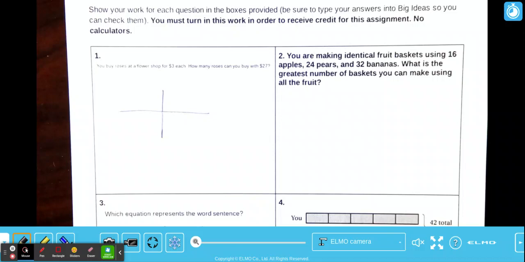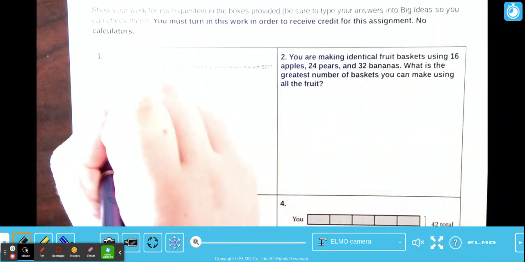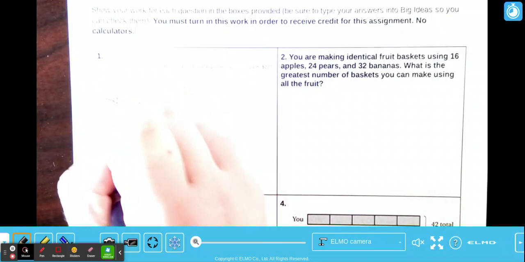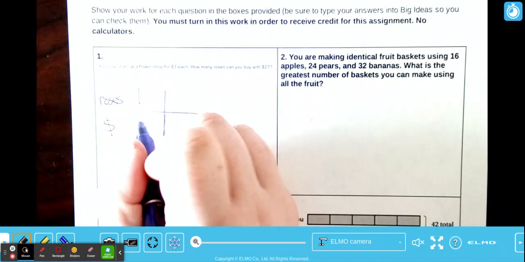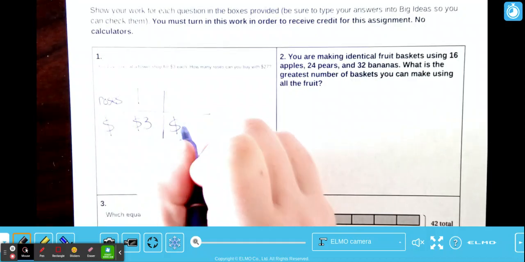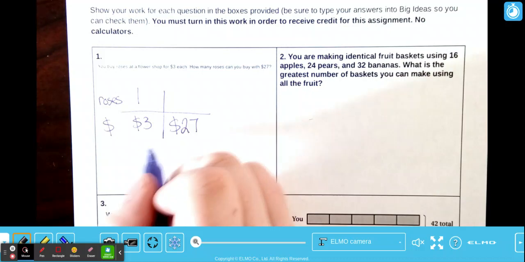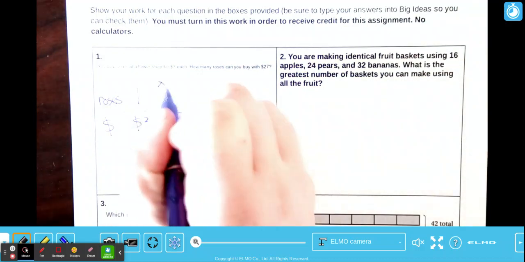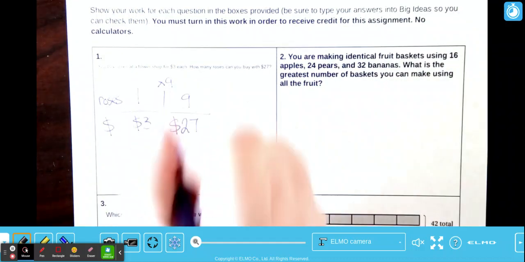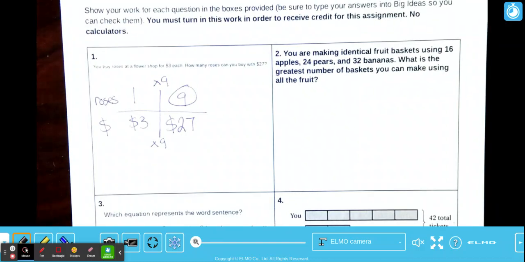Okay, so if I buy 1 rose, so this is roses, and this is cost. If I buy 1 rose for $3 and I have $27, how do I get from 3 to 27? Times 9. And what's 1 times 9? 9. So I can buy 9 roses with $27. So that's just another way to do that problem. All right, anyone figure out? Yeah, what's up? I said you could also just do 27 divided by 3. Yeah, that's what Eben was saying.